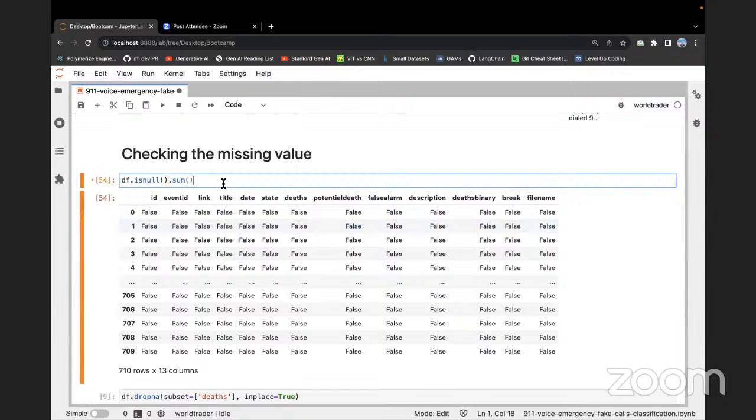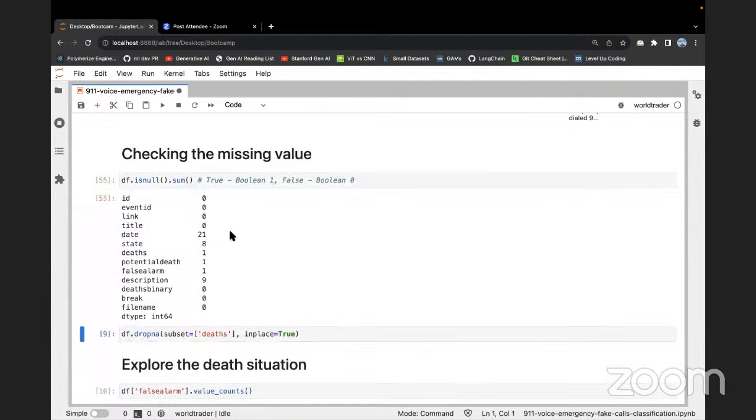Because true and false are Boolean values, true is basically Boolean 1 and false is basically Boolean 0, I can actually sum them up. So false summing will be 0, but true summing will actually tell me how many missing values exist. So in my date column, there are 21 missing values. State has 8. I don't know the states of 8 of the calls out of my entire data.